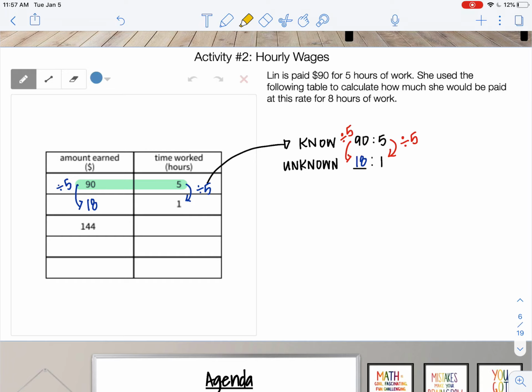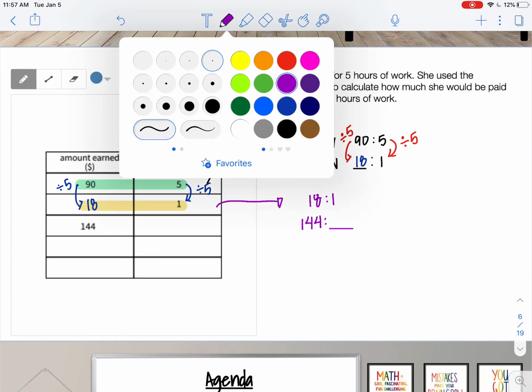space. I'm going to choose to use the ratio 18:1. And the reason is because 18 is a factor of 144. In other words, 18 can be multiplied by a whole number to get 144. So I have my known ratio of 18:1, and I have 144 to something. I know that 18 times 8 equals 144.